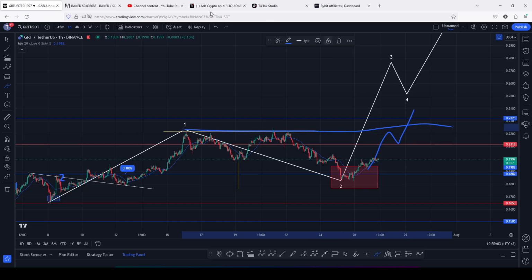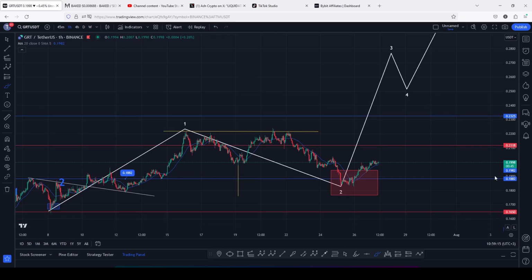So that is the price action that I'm watching out for here on the GRT chart for the next coming hours. In case of any sudden pullbacks, we need to watch for support on the 0.1882. And in case we lose that key area of support, then we also need to continue holding within this red target area, which is over here. As long as we are holding within this area, there are high chances of seeing another bounce back to the upside in this Elliott wave count 3.